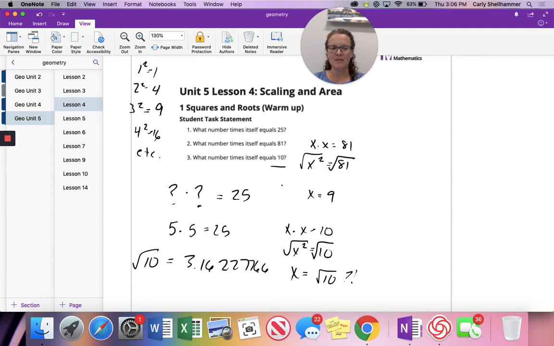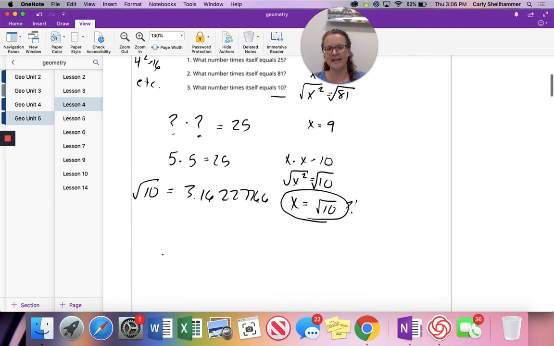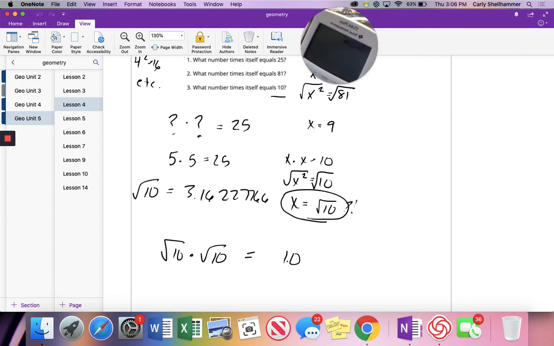So what number times itself is equal to 10? Square root of 10. I can say that the square root of 10 times the square root of 10 equals 10. I can show you here. Square root of 10 times square root of 10 is 10. It's not magic, it's math.